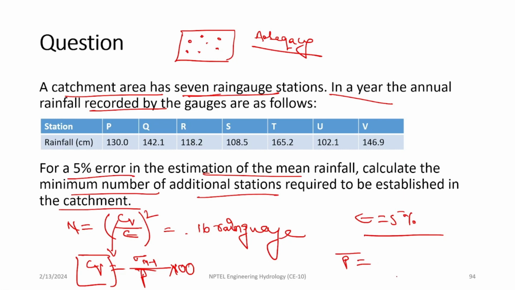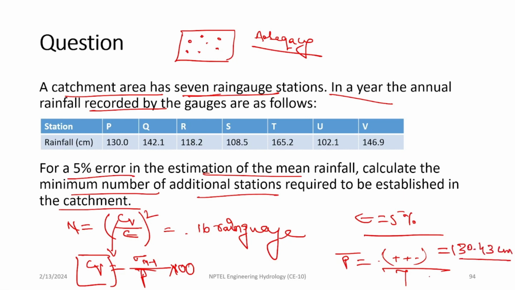It's 130.43. Okay, 130 point for the entire, from P to V. Yes, from P to V. So you may be adding all these values and dividing it by 7, right? 7. Yeah, correct. Okay, so you are getting the value of 130.43, it is in centimeter.